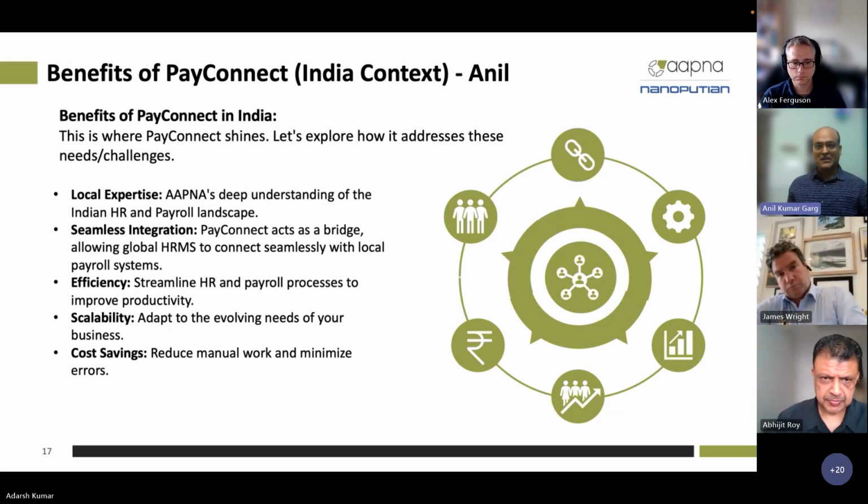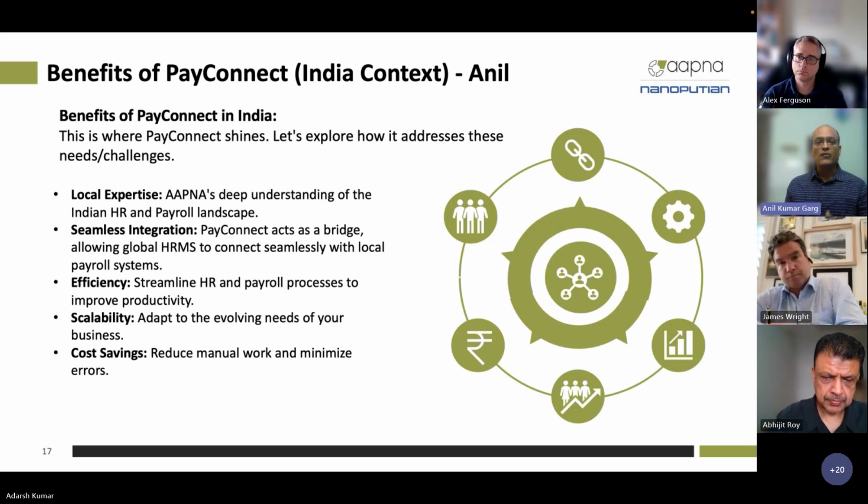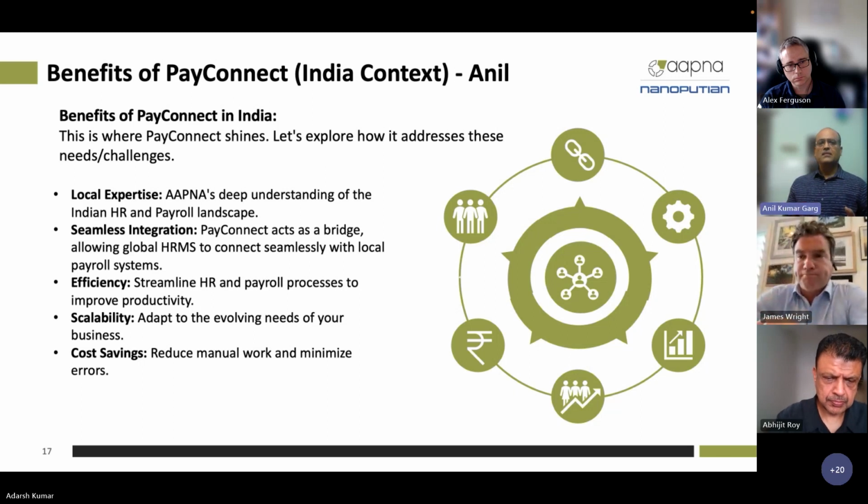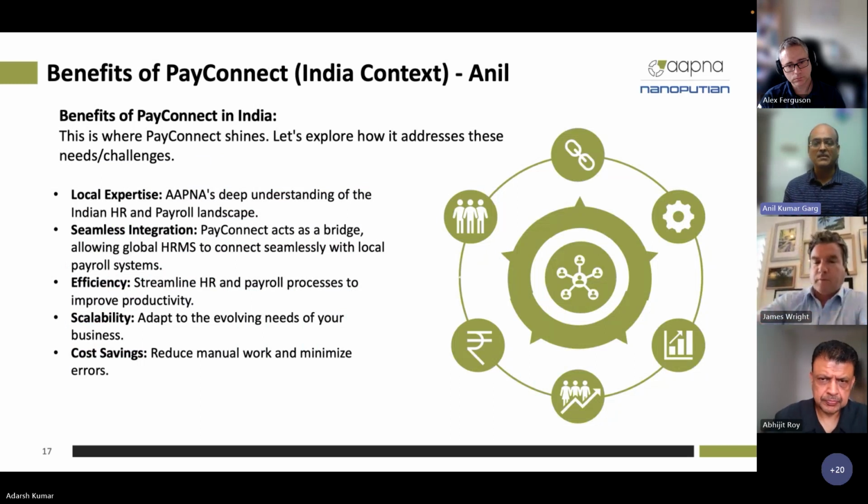Cost saving. Last but not least, PayConnect offers cost saving. By reducing manual work and minimizing errors, it helps your organization operate more efficiently and effectively. PayConnect helps your business save valuable resources and ultimately money. In conclusion, PayConnect is the solution that caters to the unique and diverse needs of the Indian business landscape. With PayConnect, you are not just managing your HR and payroll, you are thriving in the Indian market.